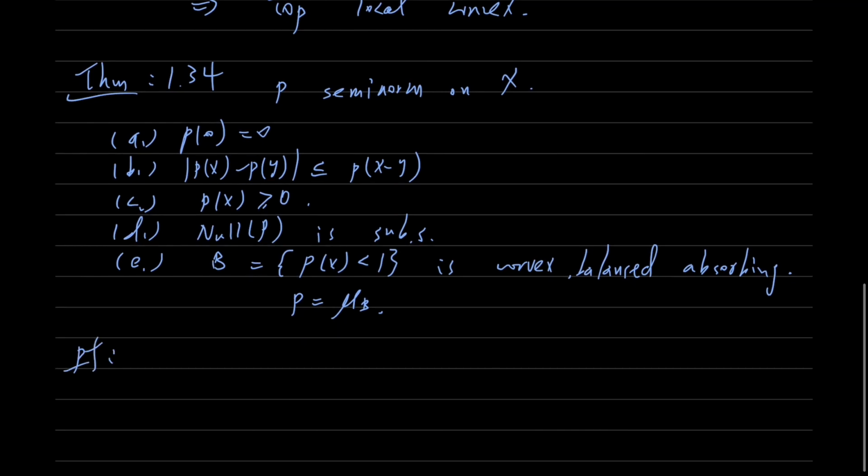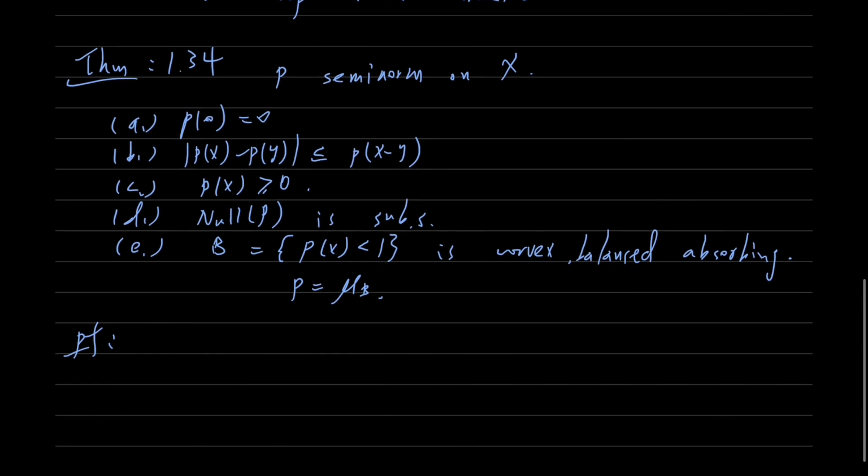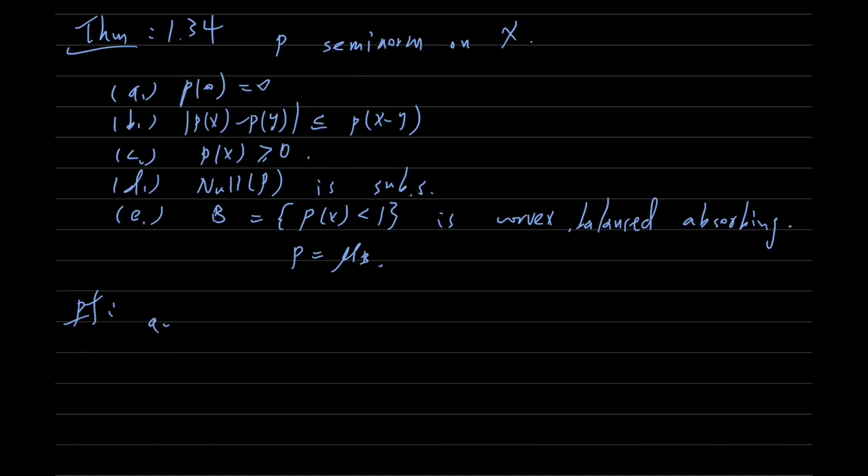The proofs simply follow from the properties we have. So for A, in the second property, the scalar rule of a seminorm, we have p(αx). Then we can take the α outside. Then we just put α equals 0. Then we get A.